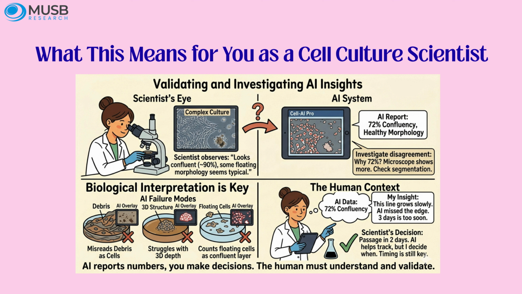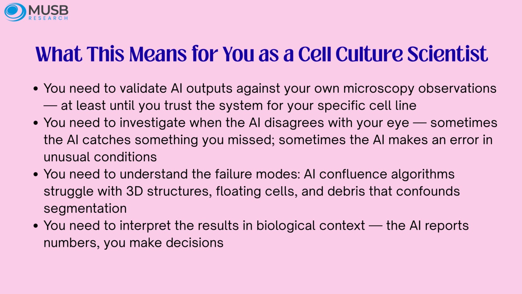AI systems are only as trustworthy as the person who understands their output. An AI that reports 72% confluency, healthy morphology, is only useful if the scientist receiving that report understands what 72% confluency means, what healthy morphology looks like, and what to do with that information. You need to validate AI outputs against your own microscopy observations, at least until you trust the system for your specific cell line. You need to investigate when the AI disagrees with your eye.